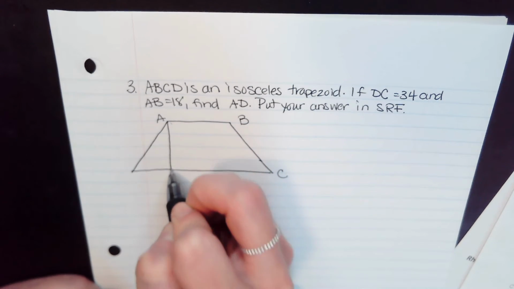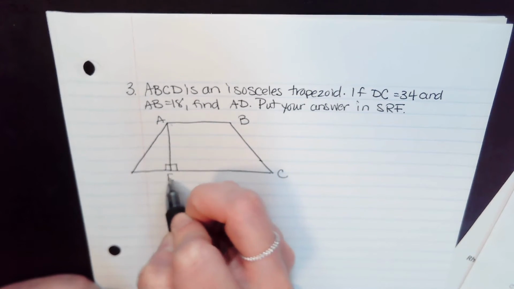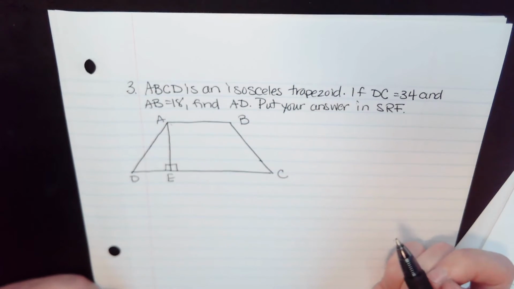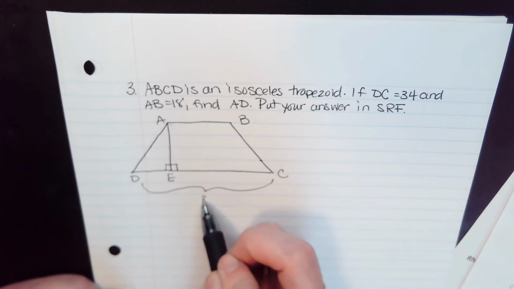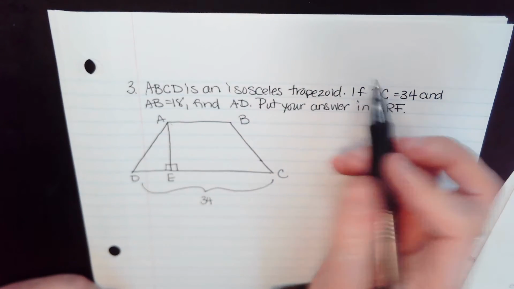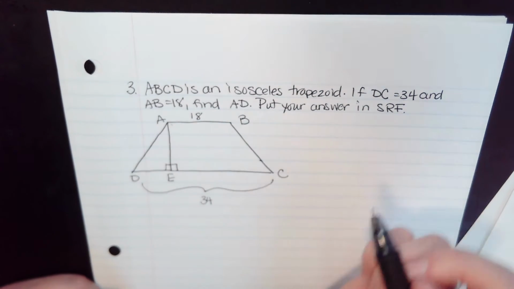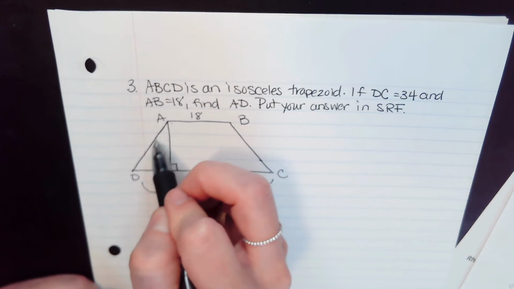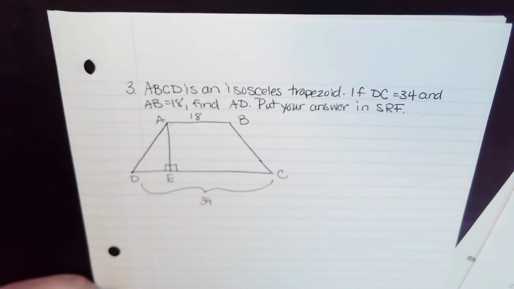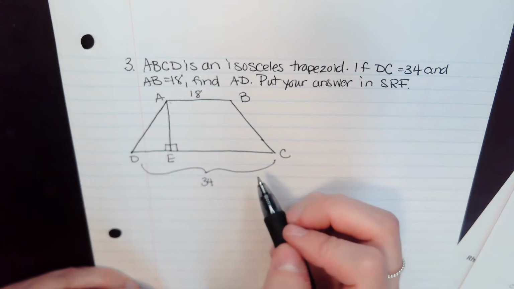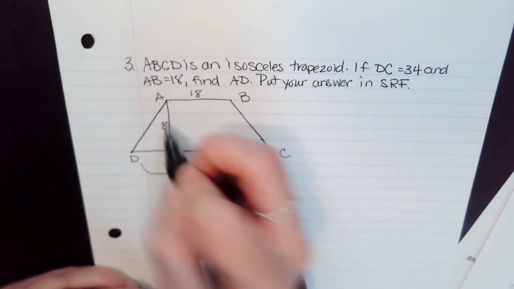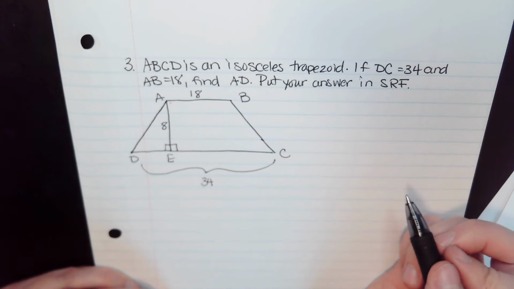Drop your perpendicular right here to E. And here's what we know. We know side DC we want to label is 34. AB up here is 18. And we want to find AD over here. So start really just by finding anything you possibly can. So, oh, and one more thing. AE is equal to 8. So that's all given information.